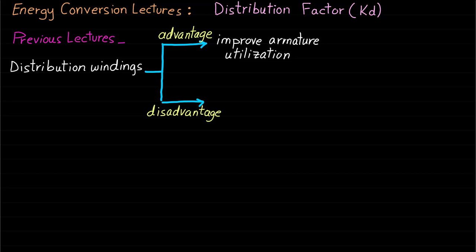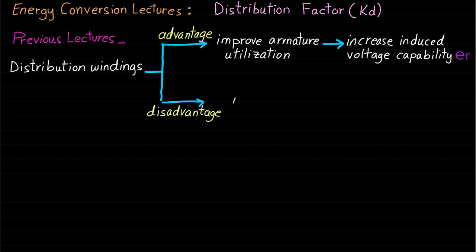Basically, improving the utilization of the armature means we can use or add more coils in the armature and therefore increases the capability of the machine in inducing high armature back EMF voltage ER. The disadvantage of the distributed windings is introducing the slots harmonics.